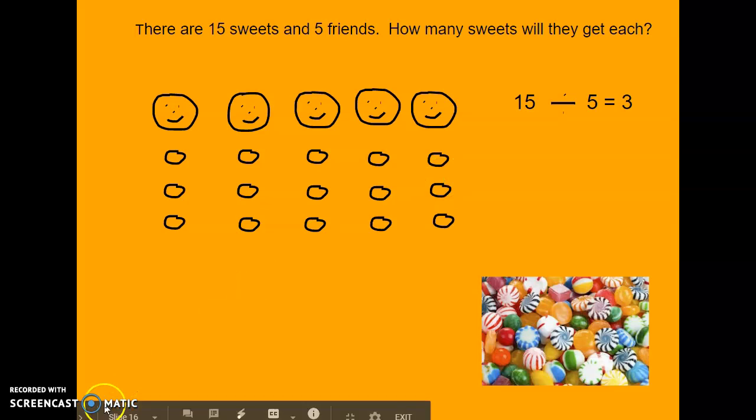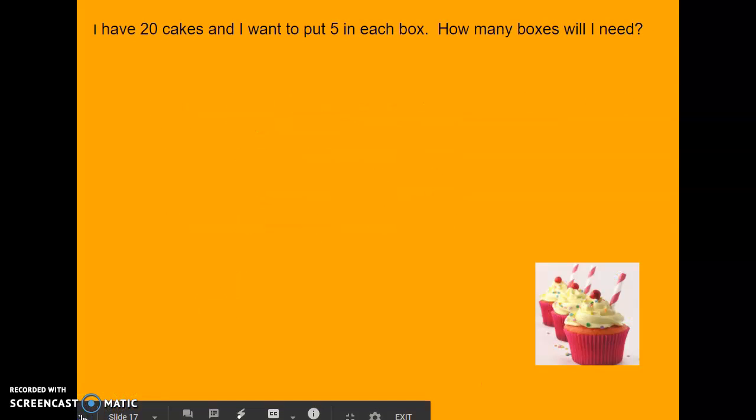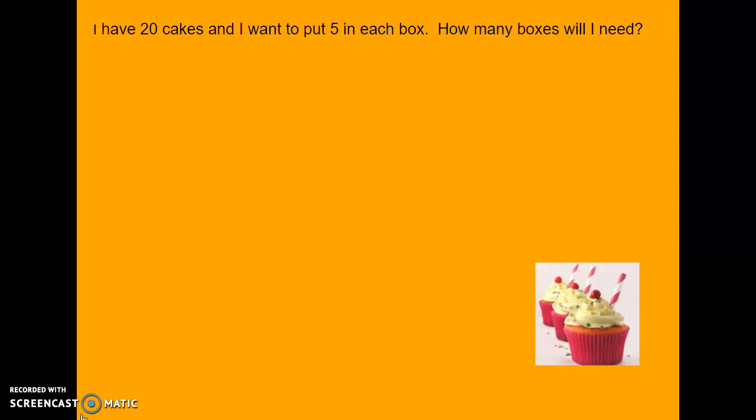Right, let's have a go at the next one. So we're going to do the same again. I'm going to read it out, you're going to have a little go, and then you're going to check the answer. So this time I have 20 cakes, and I want to put 5 in each box. How many boxes will I need? So what's important? What do I need to do? What shall I draw? Is it a grouping problem or a sharing problem? Think carefully about the difference between sharing and grouping problems. So pause the video, have a little go. Then I'm going to show you the answer.